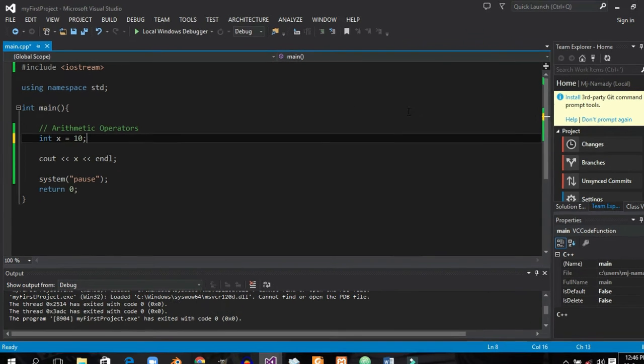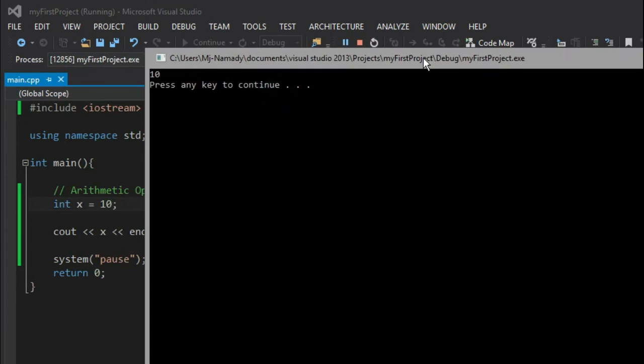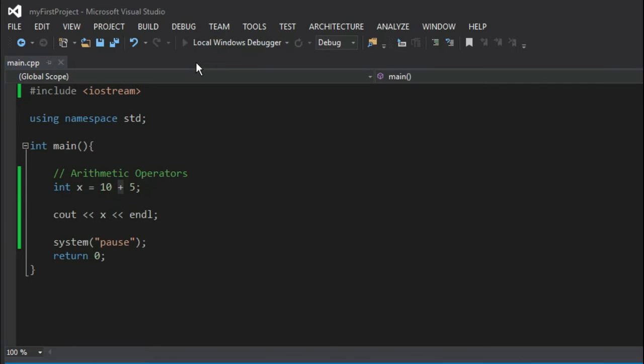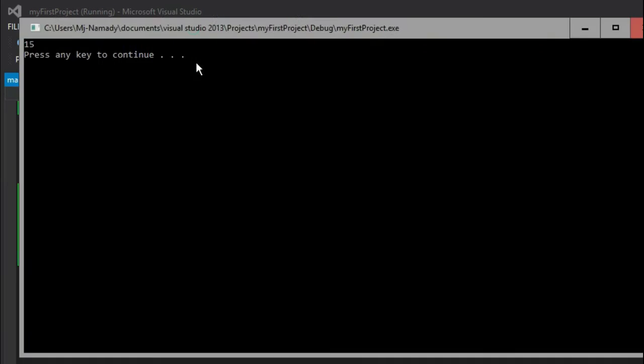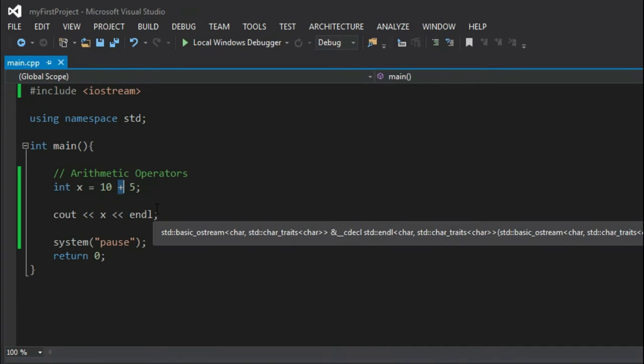So as you can see, I created a variable called x and assigned it the value of 10. And if I go ahead and run this program, we're going to have 10, right? Yes, so that's it. So what if I change 10 to 10 plus 5? Well, the plus sign here is called an arithmetic operator. We use it to perform mathematical operations such as 10 plus 5 here. So now if I run this program, I'm going to get exactly 15, because 10 plus 5 is of course equal to 15. So yes, we get 15.